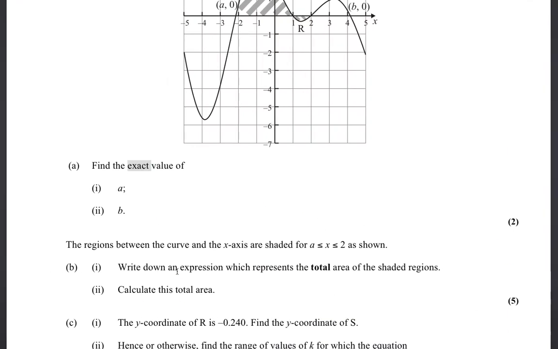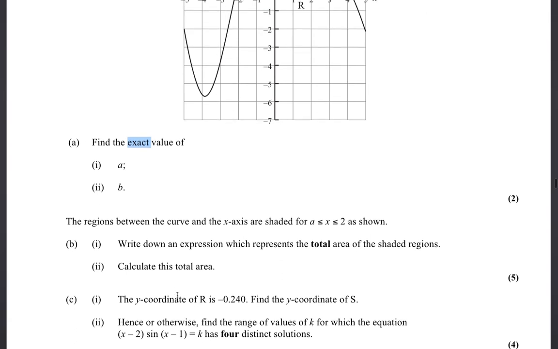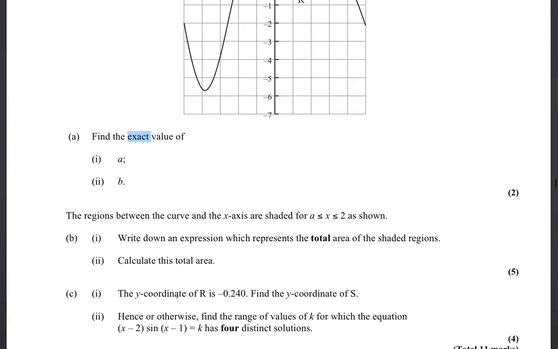That is correct. The next one is: hence or otherwise, find the range of values of k for which the equation (x minus 2) times sine of (x minus 1) equal to k has four distinct solutions.